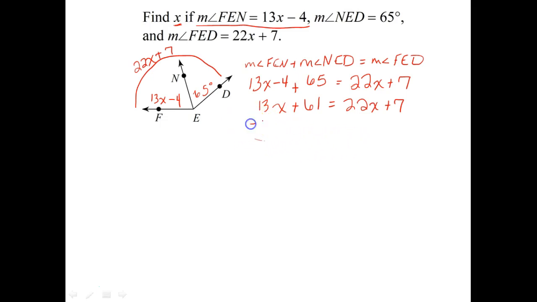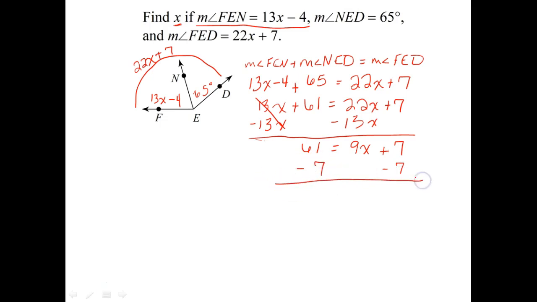All right. I'm going to subtract 13x from both sides. Look at that perfect straight line. 61 equals 22x minus 13x, 9x, plus 7. And subtract 7 from both sides. And 61 minus 7 is 60. No, what am I talking about? Excuse me. 61 minus 7 is 54. Again, I told y'all this is not going to be edited. And then we divide both sides by 9. And x equals 6.